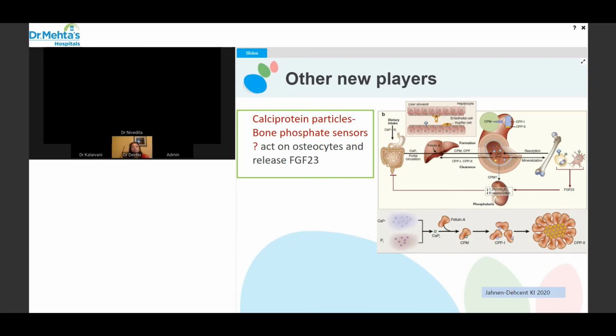Calciprotein particles are the newest discovery that have been published recently in Kidney International, where they are supposed to be the colloidal complexes of calcium phosphate along with fetuin-A, which then act on the osteocytes and release FGF23. So they are touted to be the new bone phosphate sensors, and this is how bone senses phosphate and releases FGF23.